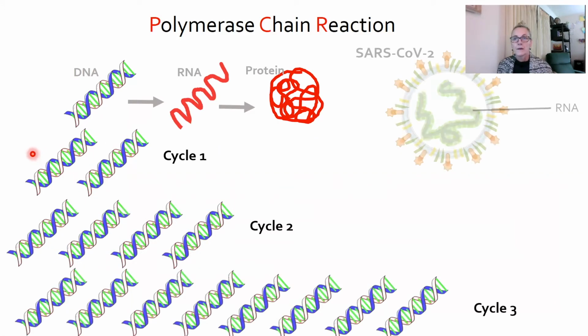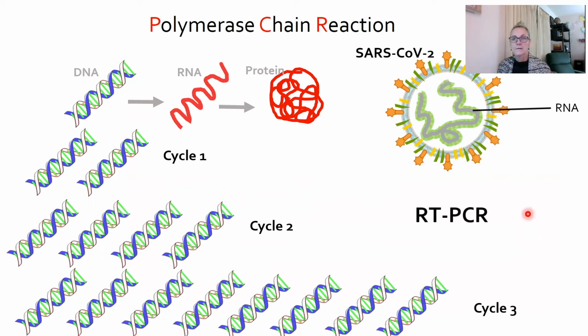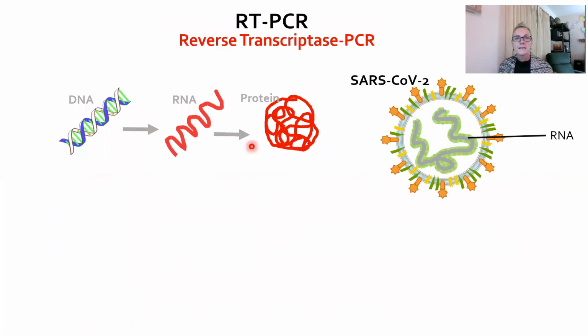Now, if you remember, the SARS-CoV-2 virus is an RNA virus, and that complicates it, because we can't use the standard PCR to detect it. So we have to use a specialized technique called RT-PCR. The RT stands for reverse transcriptase, and essentially what that does is it reads the RNA and changes it back into DNA.